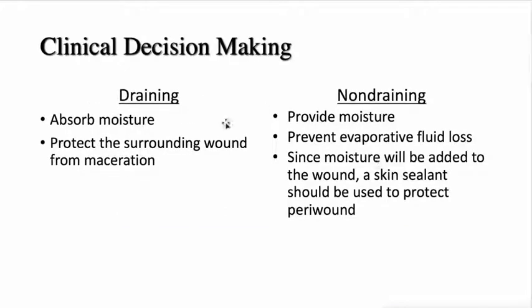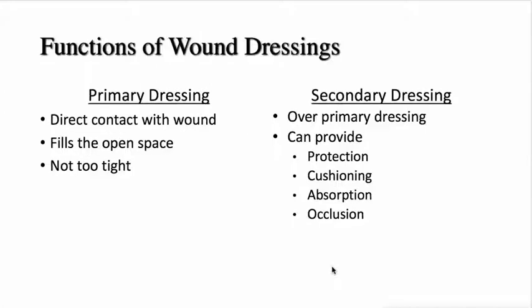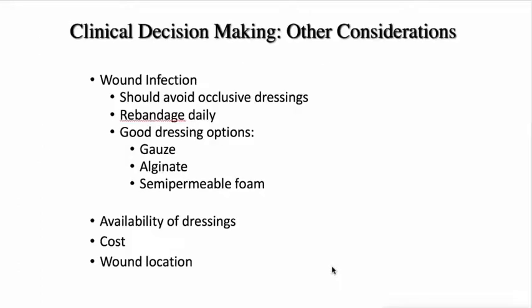So clinical decision making for wet wounds, we need to drain them, absorb the moisture, and protect the surrounding area from maceration. Non-draining, we need to provide moisture, prevent evaporative fluid loss, and add skin moisture. Functions of wound dressings. Primary dressings are in direct contact with the wound and they fill the open space, and they shouldn't be too tight. Secondary dressings go over the primary dressings and they can provide protection, cushioning, absorption, and occlusion.